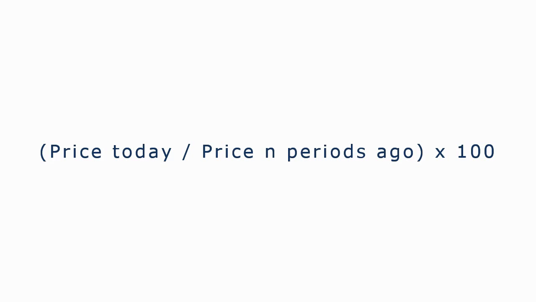So if we just take the momentum indicator that we're going to talk about here as an example, the calculation is this. It's price today divided by price N periods ago times 100. All we're doing is comparing prices, generally the closing price, and we're looking for a percentage change in price. Nothing complicated about it and absolutely nothing magical about it.